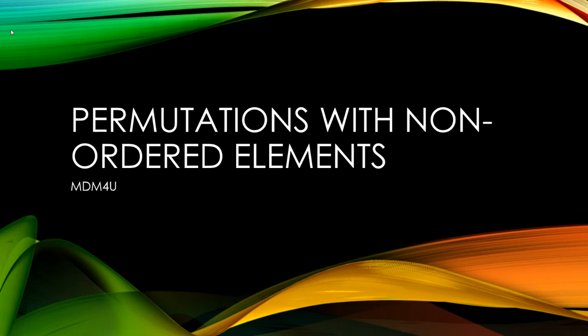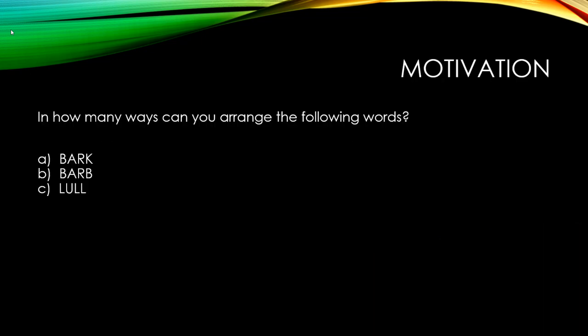Hello, everybody. Today we are doing a lesson on permutations of objects where they may not be ordered, or maybe, in other words, permutations where some of the objects are identical. Because up to this point, every time we've arranged a group of objects, so people or cards, they've been different. They've been distinct. So we need to develop tools to handle that. So here we go. A little bit of a motivation question.